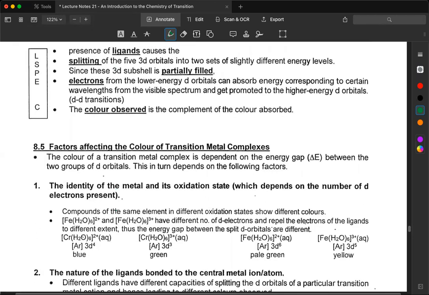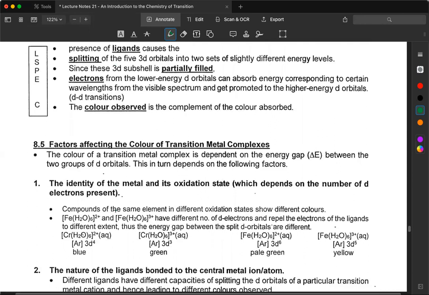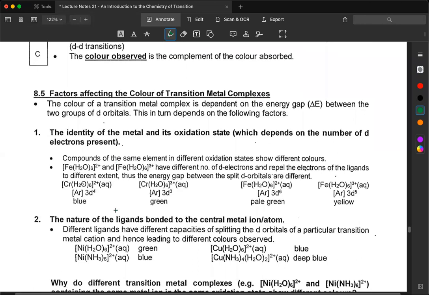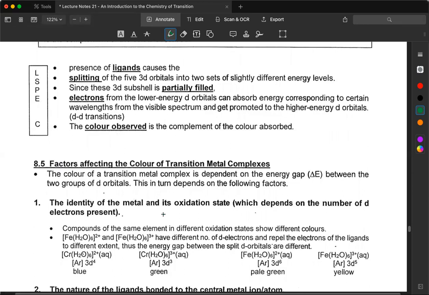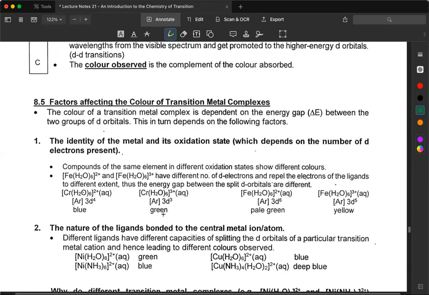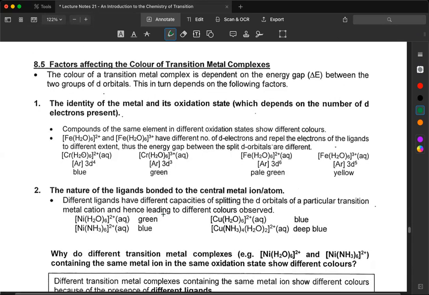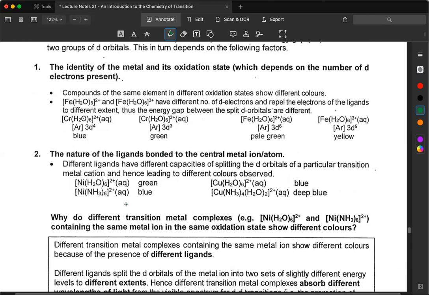Now, what are the factors that affect the color? It depends on the energy gap, which depends on the identity of the metal and its oxidation state, which depends on how many d electrons are present. So compounds of the same element in different oxidation states will show different colors because there are different numbers of d electrons and they repel electrons of the ligand to different extents, which causes the energy gap between the split d orbitals to be different. So you have different energy absorbed, resulting in different color observed because of different complementary colors. And of course, the ligands do matter. Different ligands have different capacities of splitting the d orbitals and hence lead to different colors.